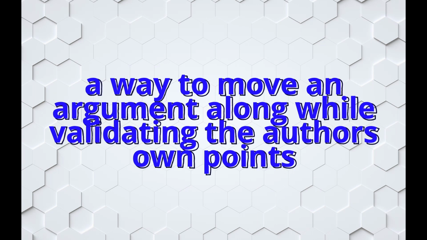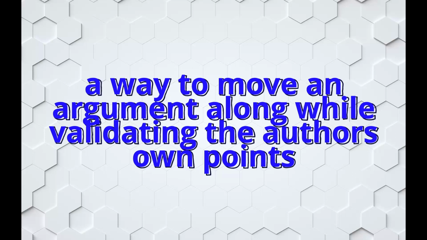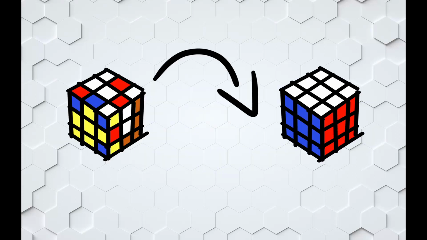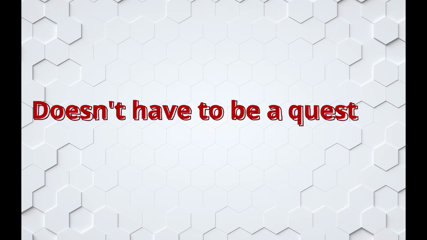To switch gears a little bit, we're going on to problem and solution. Problem and solution is usually used as a way to move an argument along while validating their own points to the audience. A problem is presented and, through the argument, solved. This could be seen with rhetorical questions, but it also doesn't have to be a question at all, so just look for a problem being stated and see if the author solves it later on.